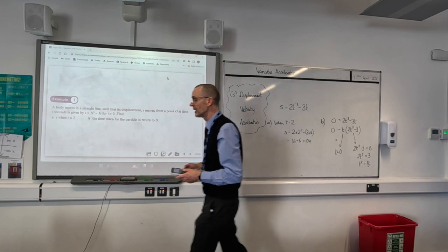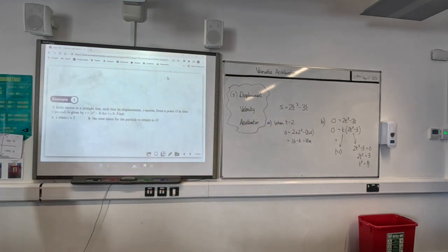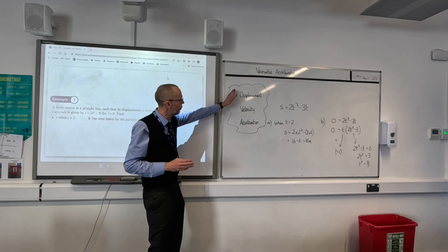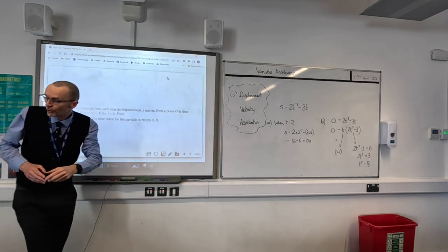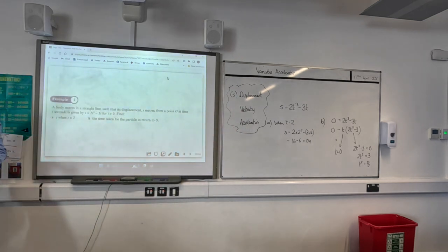Happy with that? So, there's no mention of constant acceleration, similarly no mention of variable acceleration. But these questions are normally obvious to spot because they start with a formula for one of these three things without any sort of justification. Let's do another example.